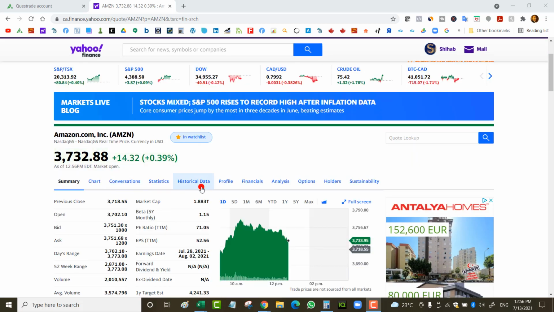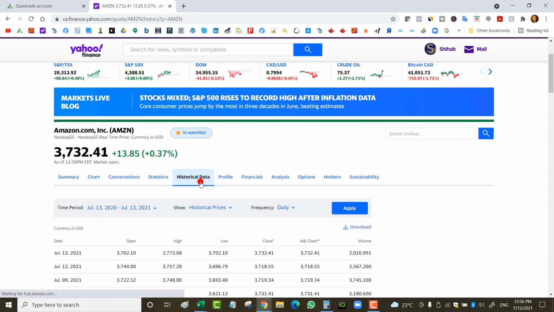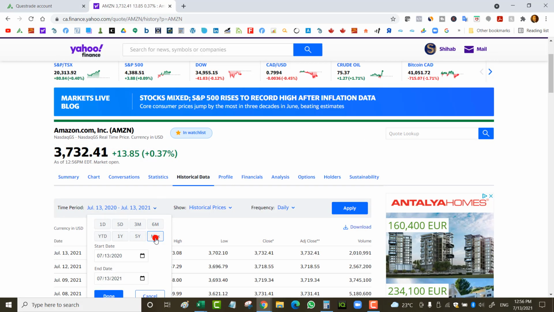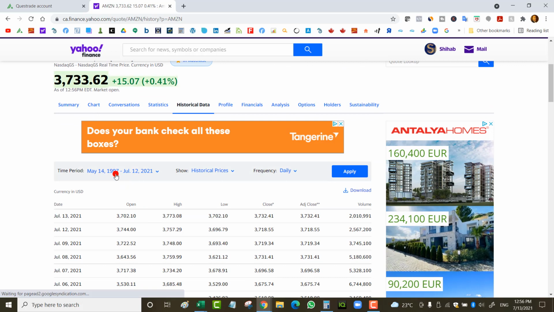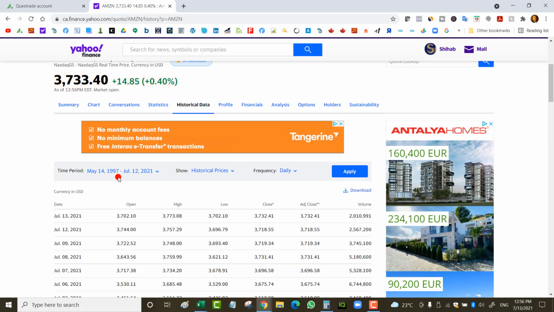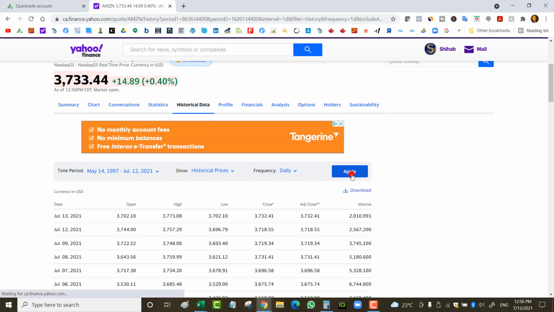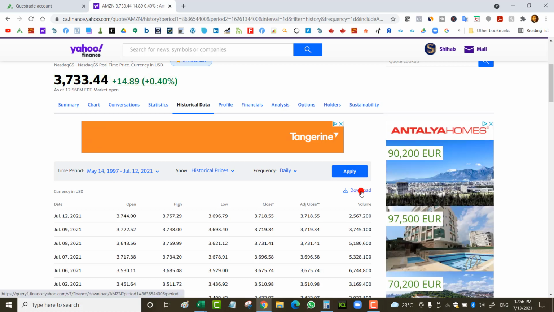So we're going to extract the historical data on Amazon. I'm going to go to Yahoo Finance, click on Max over here. So Amazon goes back to 1997, so we've got about 24 years of data. I'm going to click apply, and then I'm going to click download.